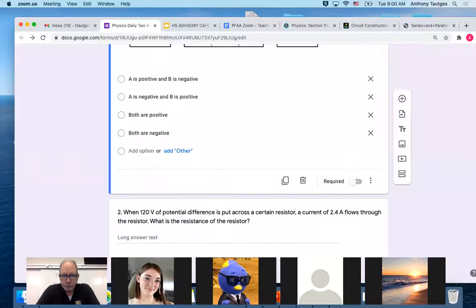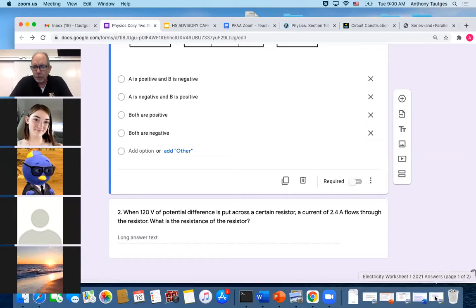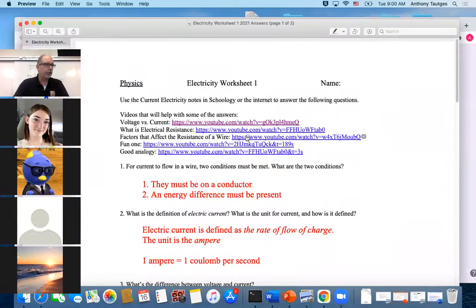Then let's go over Electricity worksheet 1. All right, so I'm going to share the screen once again. And instead of this, I'm going to get my toolbar, and here are the answers to electricity worksheet 1. All right.